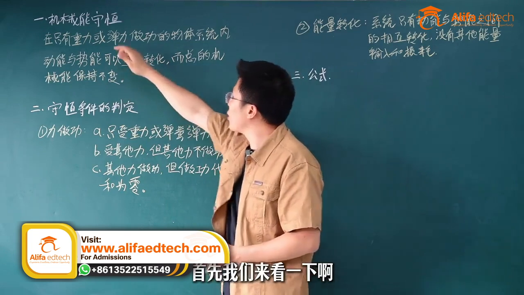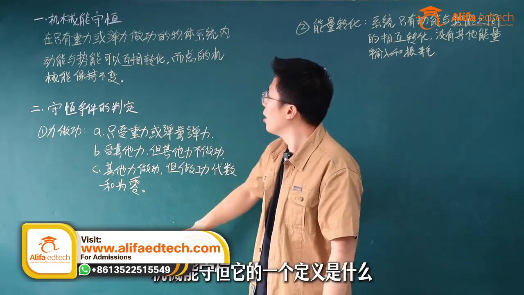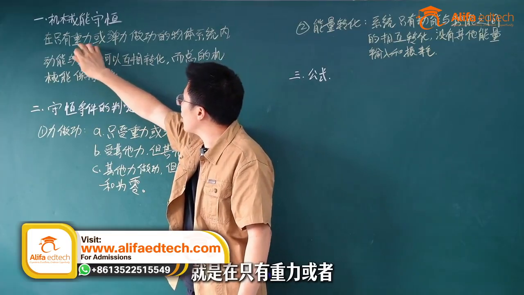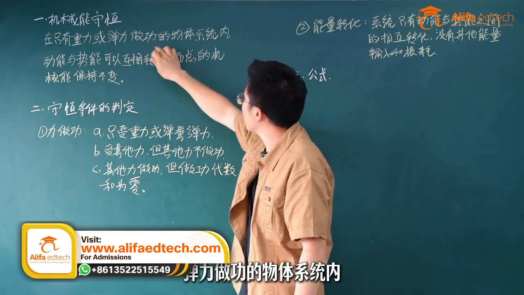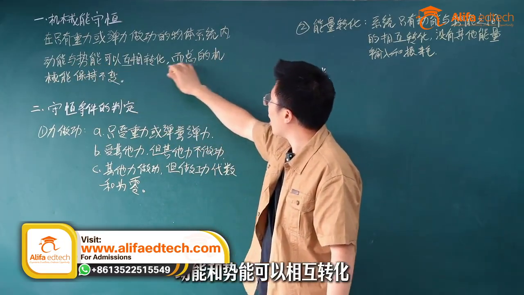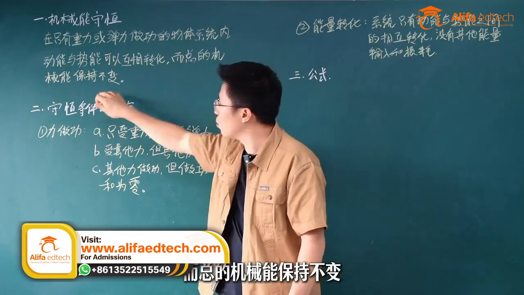First, let's take a look at the definition of mechanical energy conservation. The definition in our textbook is very clear and simple. Mechanical energy conservation means that in a system where only gravity or elastic force does work, kinetic energy and potential energy can be converted into each other, while the total mechanical energy remains unchanged.